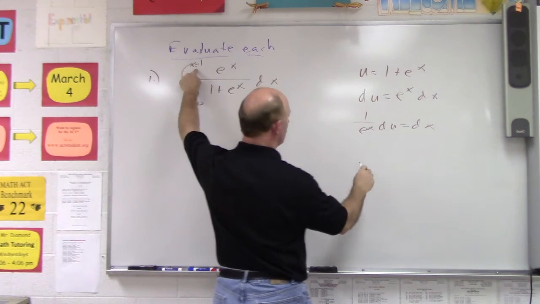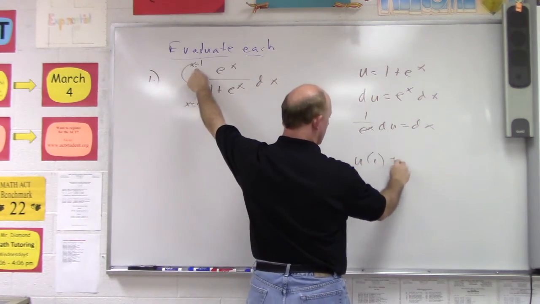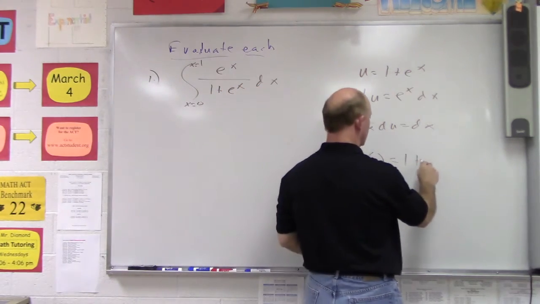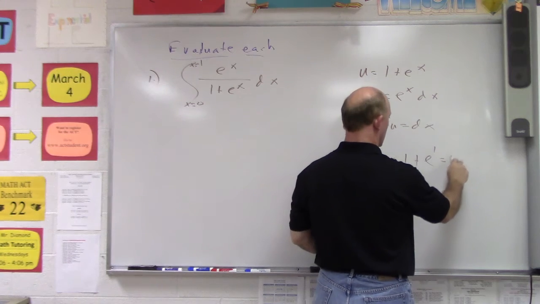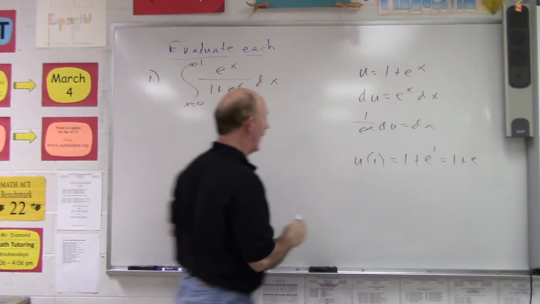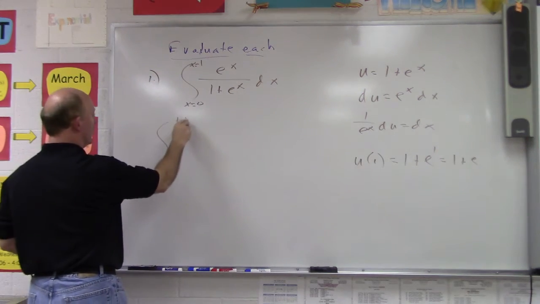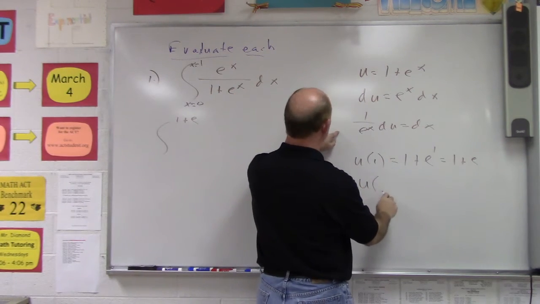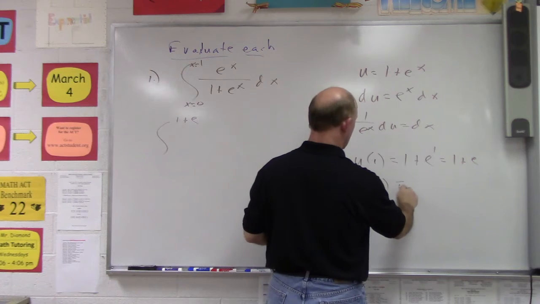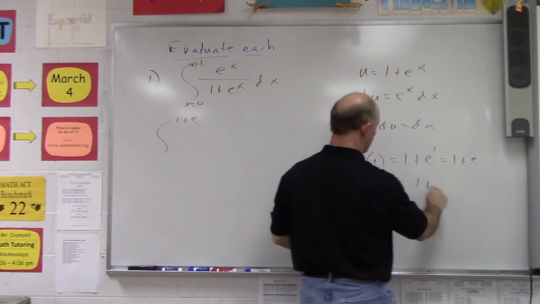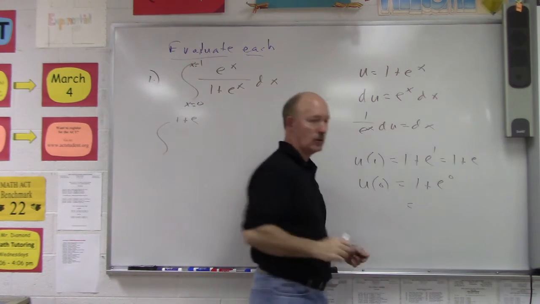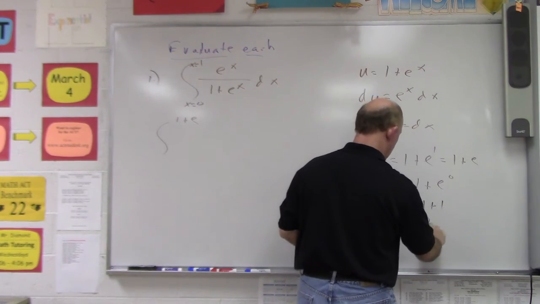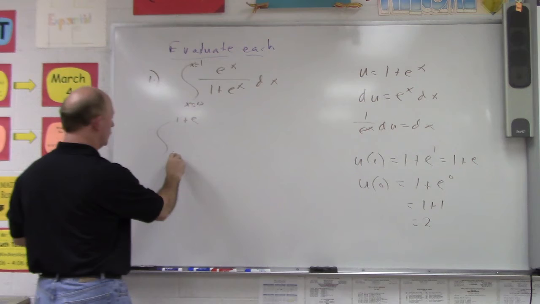So let's substitute u of 1. We'll go back up to the original substitution here. This will be 1 plus e to the first power, which is 1 plus e. So the upper bound becomes 1 plus e. The lower bound will be u of 0, which is 1 plus e to the 0 power. Of course, anything to the 0 power is 1, so you have 1 plus 1, which is 2. So the lower bound is 2.